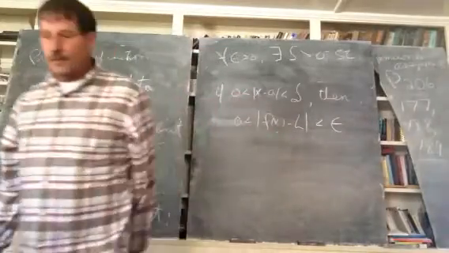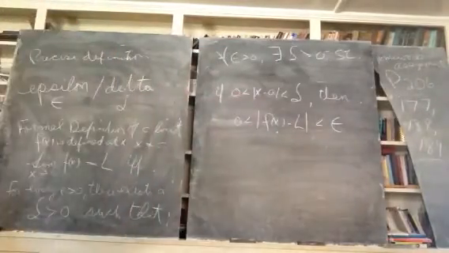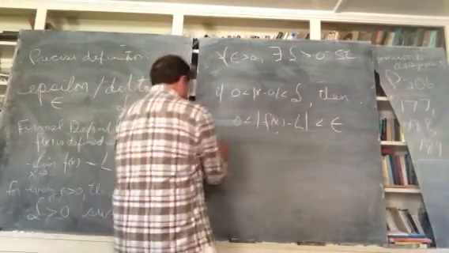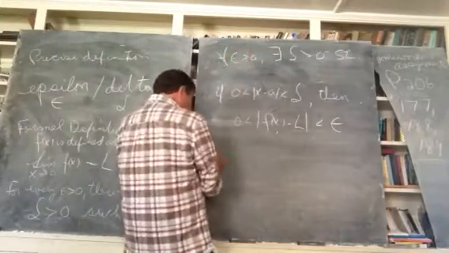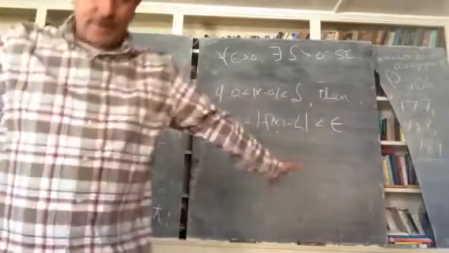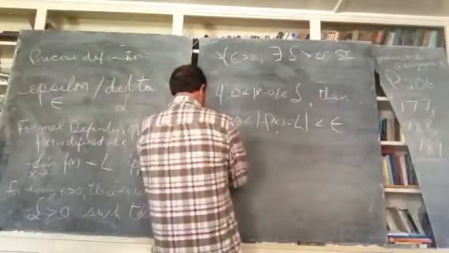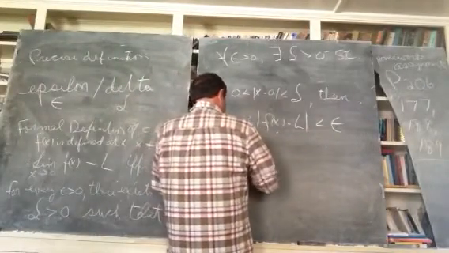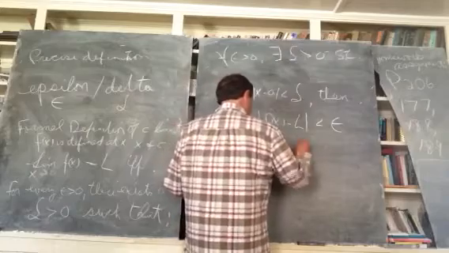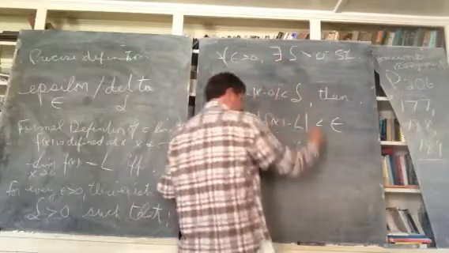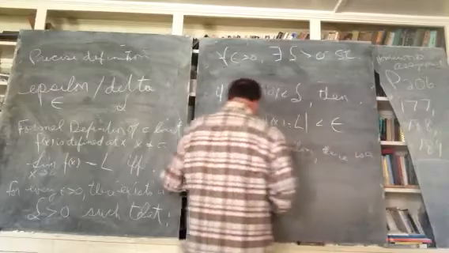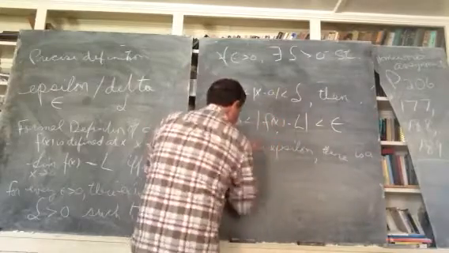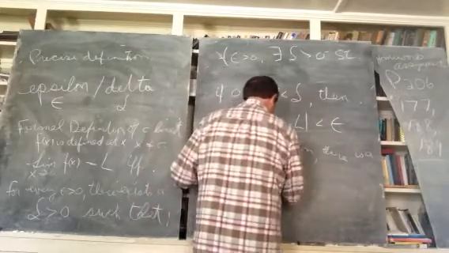That's the formal definition of a limit. And I just want to take this apart. For every, meaning all, no matter what epsilon is, there is a delta such that.